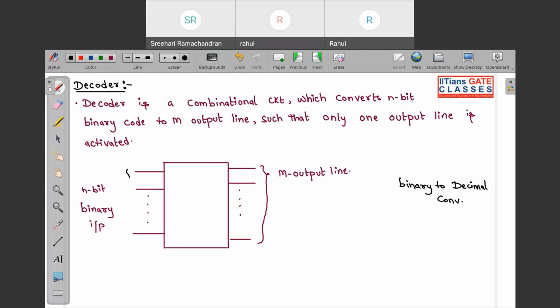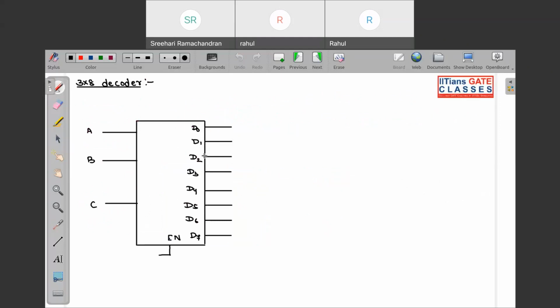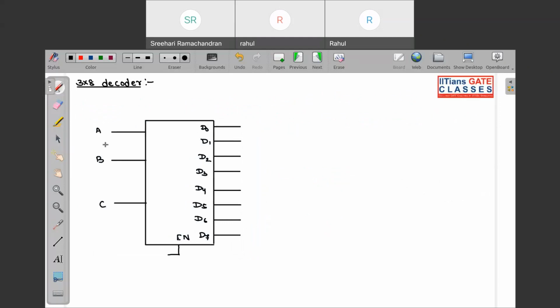We give a combination of input in a binary string. According to that, only one output line is activated, and that is known as a decoder. Now, a decoder can be of various sizes, like 2 cross 4 or 3 cross 8. In a 3 cross 8 decoder, we have three input lines and 8 output lines. So using a string of binary input, we activate any one of the lines.